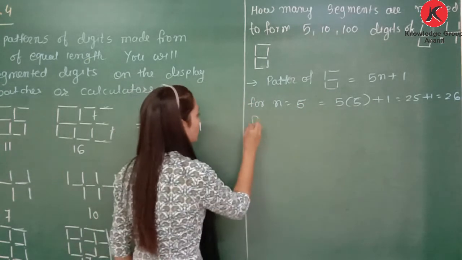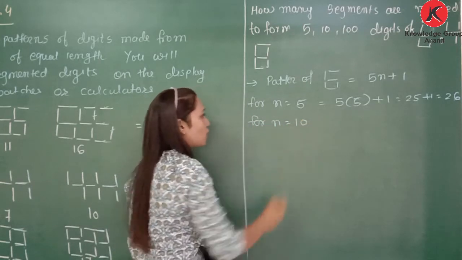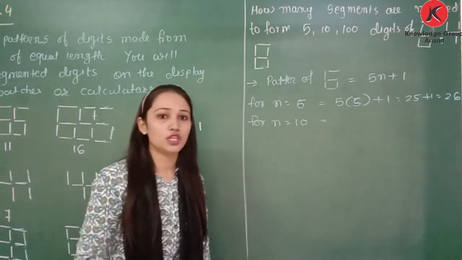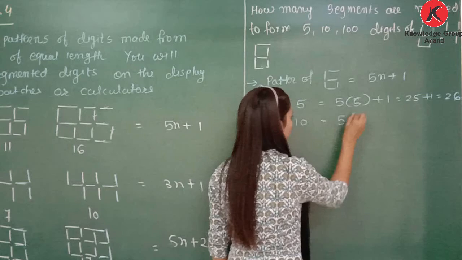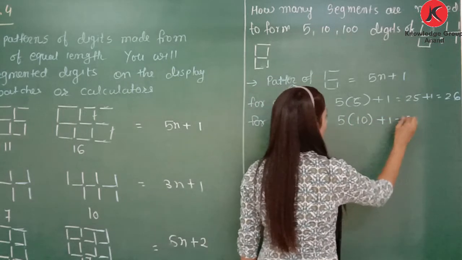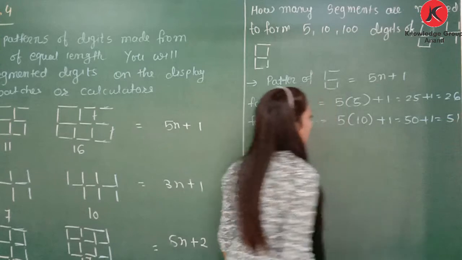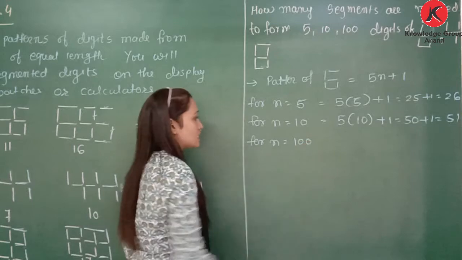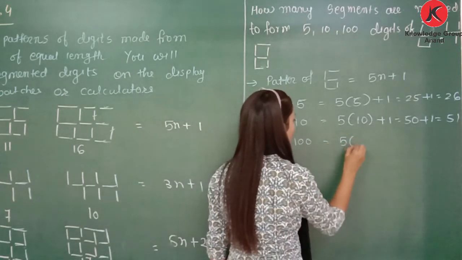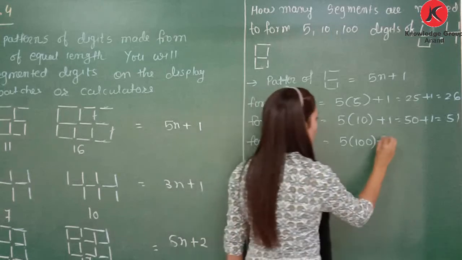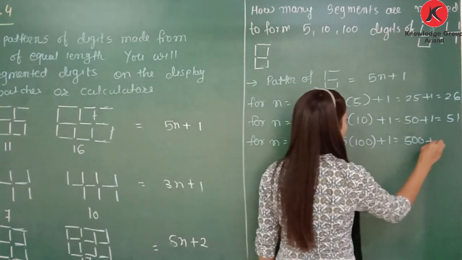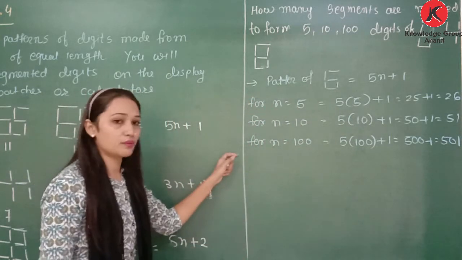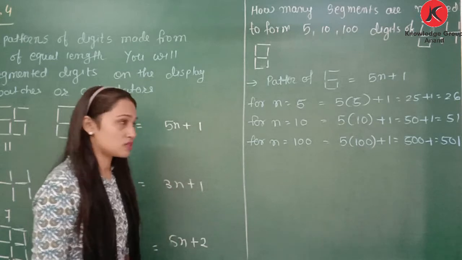For n equal to 10, in the expression we need to write n as 10, so 5 multiply 10 plus 1. So it is 50 plus 1. 51 line segments are required. For n equal to 100, if we want to write 100 times 6, the pattern will give 100 multiply 5 plus 1, that is 500 plus 1, 501. So this way we can get the number of line segments required for the number of 6s.